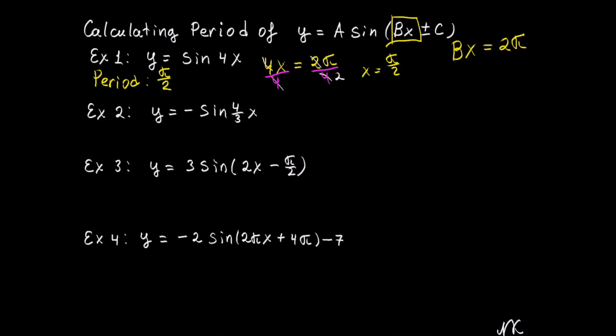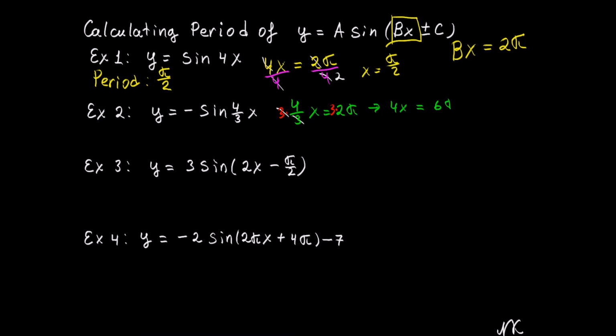In the second example, we have y equals negative sine of 4/3 x. So we want to find out when 4/3 x will be equal to 2 pi. We can divide both sides by 4/3, or undo this fraction step by step by doing the inverses. So 3 is in the denominator. The inverse of dividing by 3 would be to multiply by 3. Whatever we do to one side, we do the same to the other side. So 2 pi times 3. 3 and 3 will cancel on the left, and we get 4x equals 3 times 2 pi.